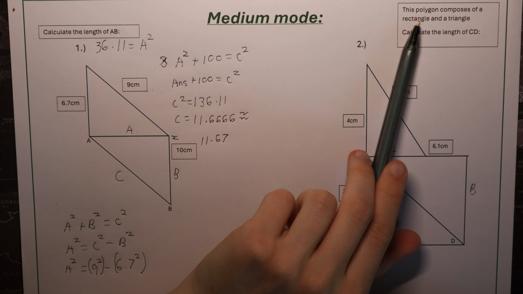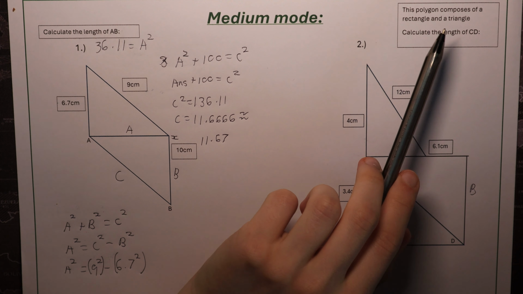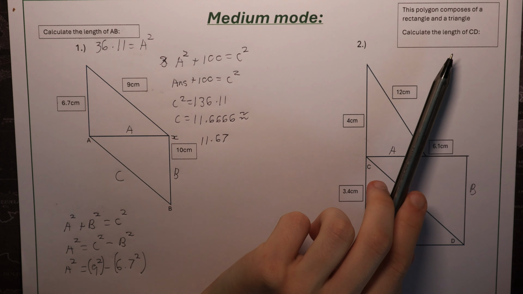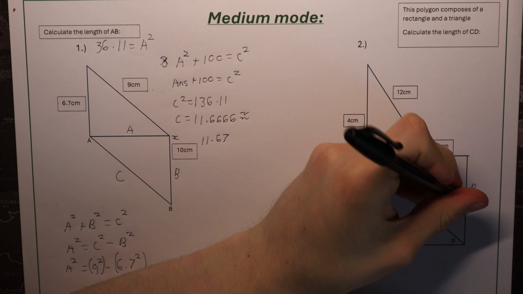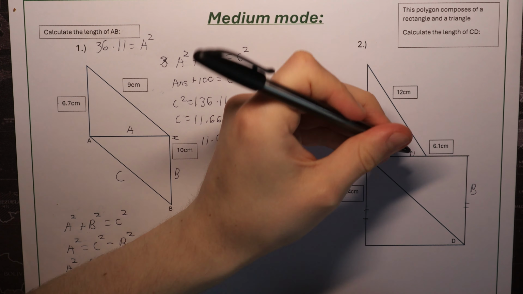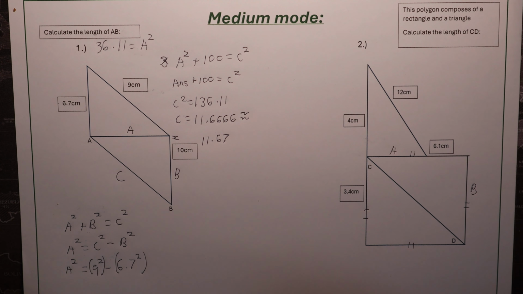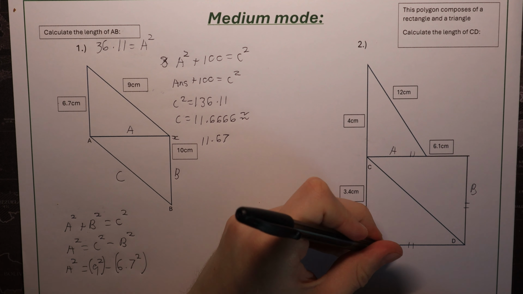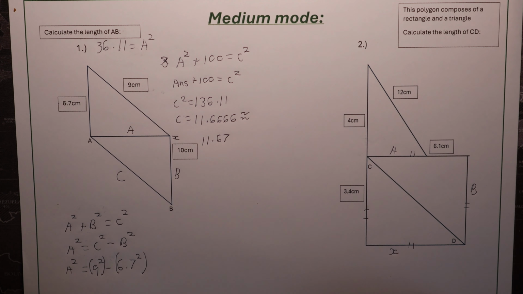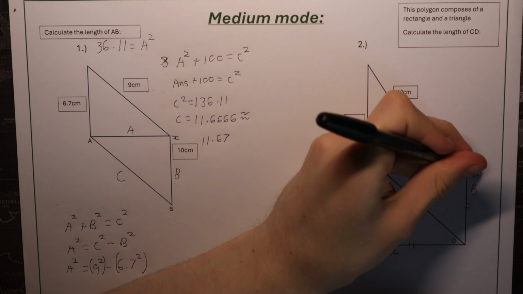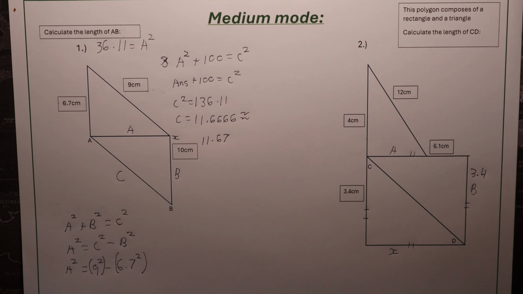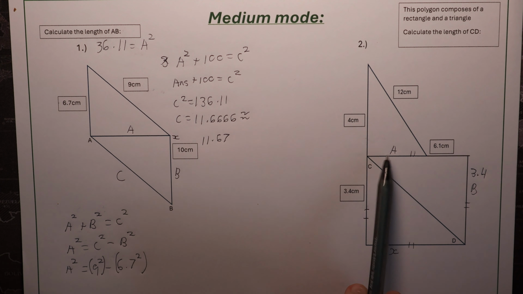Now, we know obviously that this polygon, as the question says, composes of a rectangle and a triangle. Now, as we know that, we know therefore these sides are parallel to each other and these sides are parallel to each other. And in addition to being parallel, they will also have the same lengths. So let's put this as X, this will also be X, but more crucially, this length, 3.4 centimeters, will be the same as this length, so we can put this as 3.4 also. Now this makes our job way easier. We can then calculate A and then use Pythagoras once more to find CD.